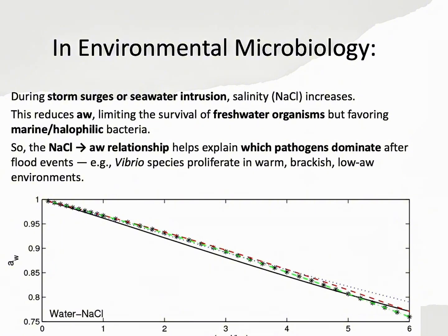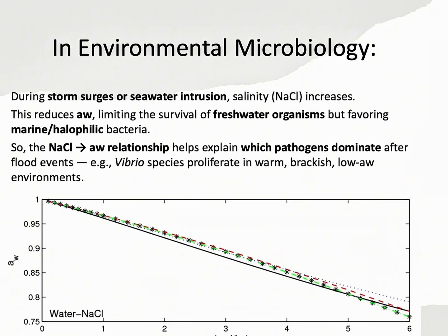In environmental microbiology, during storm surges or seawater intrusion, salinity increases. So this reduces water activity. Therefore, we are limiting the survival of freshwater organisms, but favoring marine and halophilic bacteria. Those bacteria have high tolerance to saline water, and they are halophilic, so they have more chance to grow.